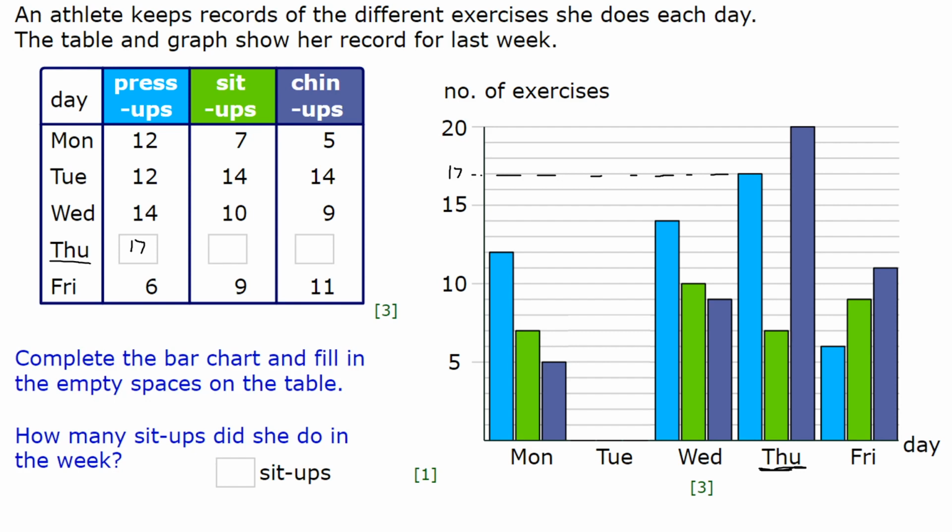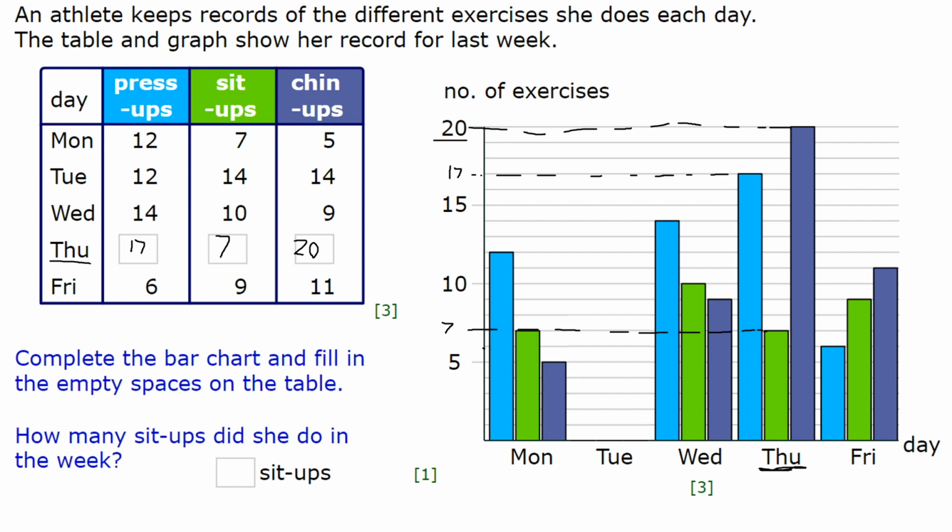And you can also see that for sit-ups, she does this many, which corresponds to 5, 6, 7 sit-ups, okay? And chin-ups, she does this many, which you can see corresponds to 20. Fantastic.